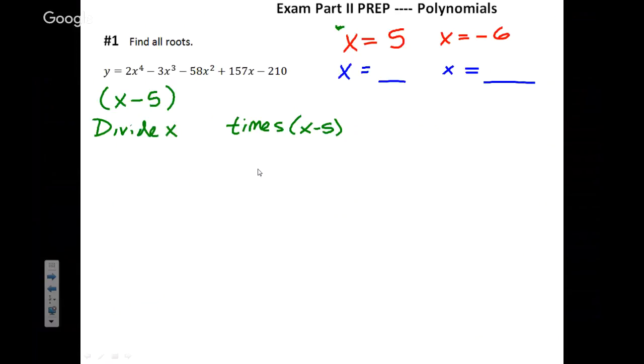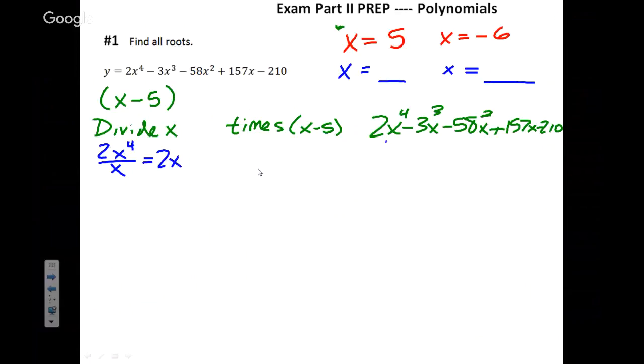Okay, and what we're taking apart is this 2x to the fourth minus 3x to the third minus 58x squared plus 157x minus 210. Okay, so it's always about the first thing, meaning whatever's first in line here, which is 2x to the fourth, over x gives me 2x to the third.